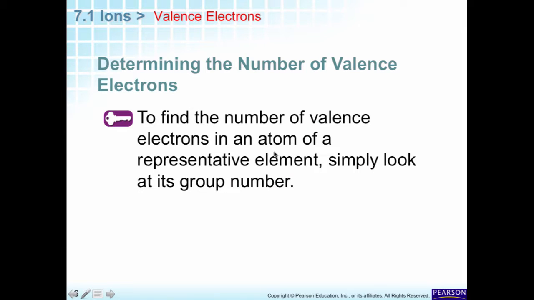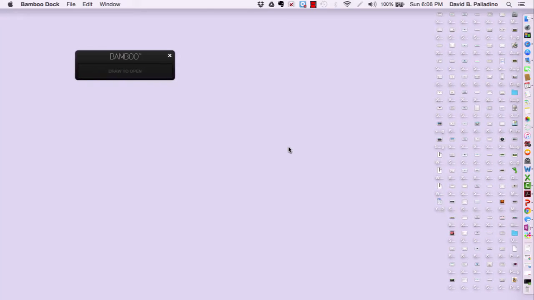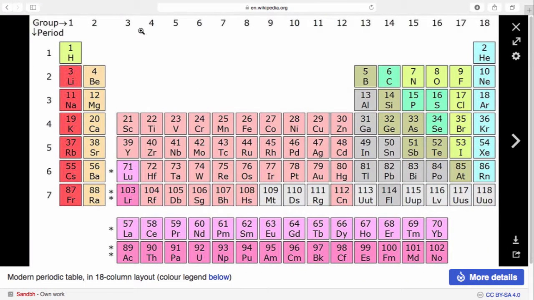So how do you know, very quickly, how many valence electrons an atom has? Now we're going to only talk about representative elements to start with, because it's very easy if we look at the group number. Okay, if we look at a periodic table, I'm going to look at the group numbers going 1 through 18. You'd also have 1A, 2A, 3A, 4A, 5A, 6A, 7A, 8A.